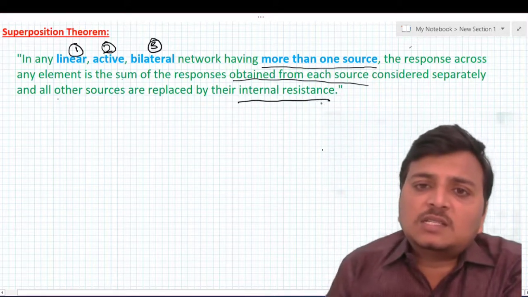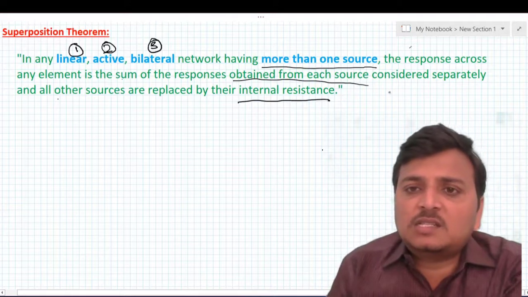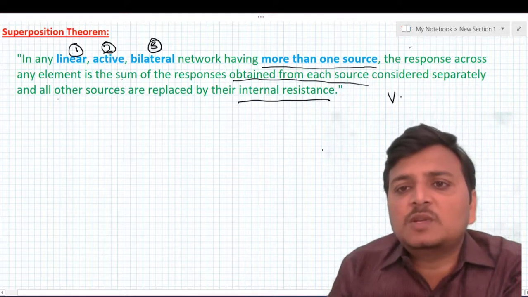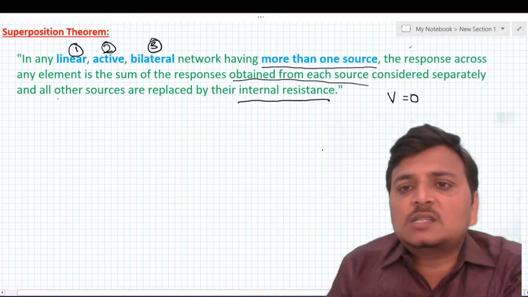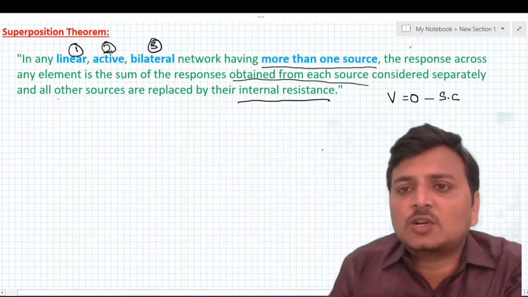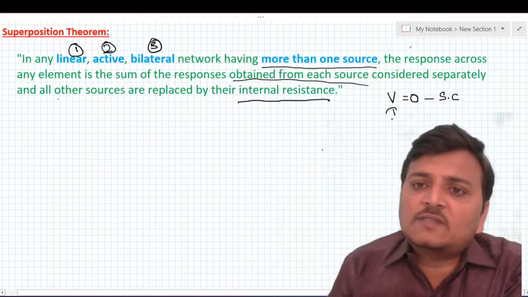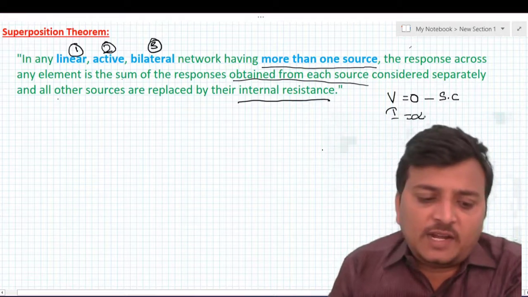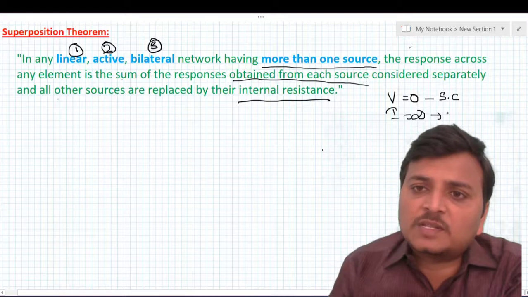So what is the internal resistance term? The internal resistance of the voltage source is considered to be 0. That means a short circuit. And the internal resistance of the current source is infinite, which is nothing but an open circuit.